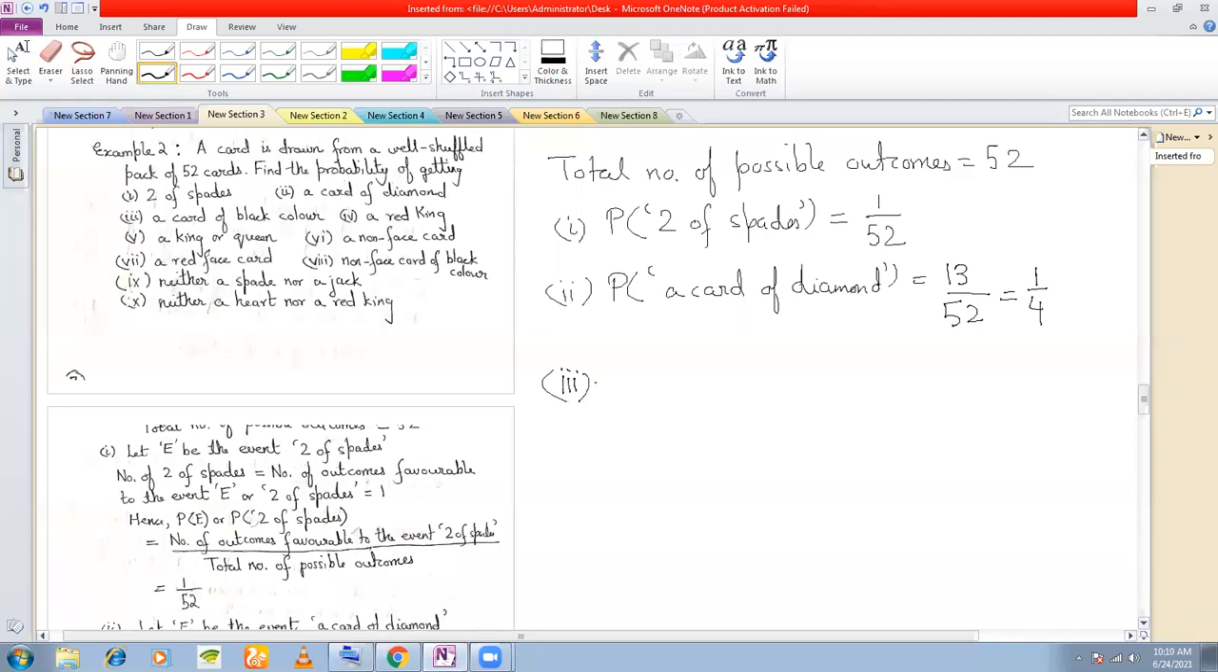Next question. A card of black color. How many black colored cards? 26 black colored cards, divided by 52. So this is half.